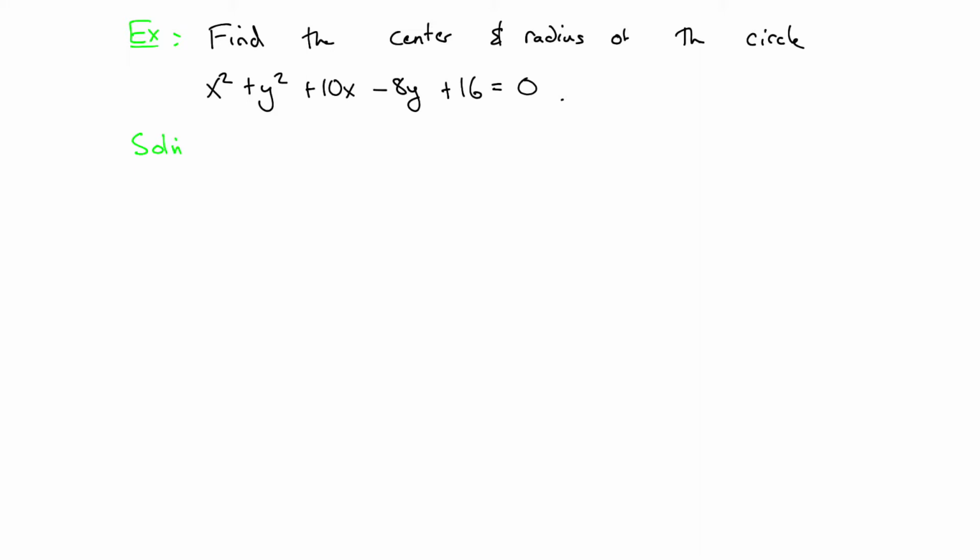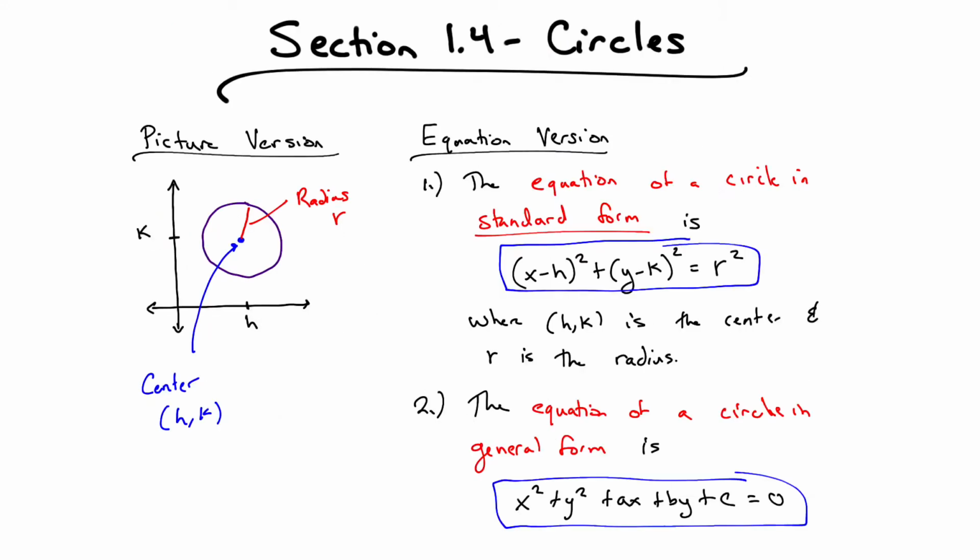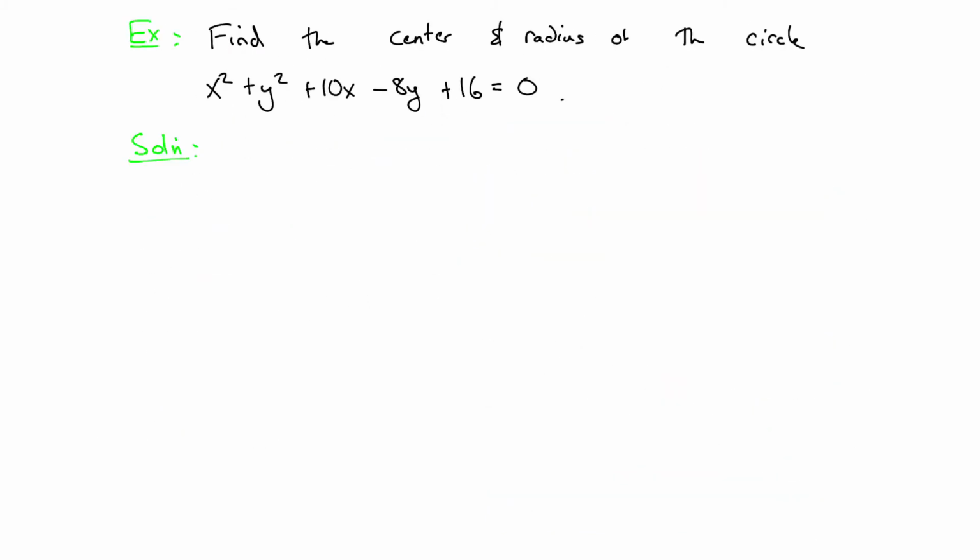So, if we're going to do that, how do we find the center? Well, if we go back to the very first page, don't worry, I'm coming right back. In order to find the center, the general form doesn't tell you where the center is. The standard form does. And the standard form also tells you the radius. The general form doesn't. So the key here is to get it in standard form, and we do that by completing the square for each variable.